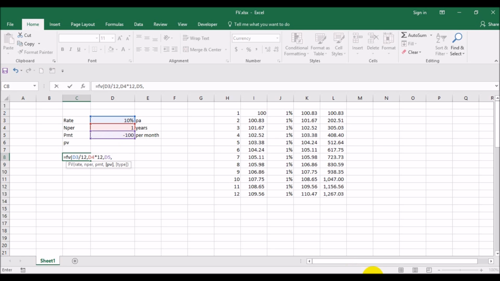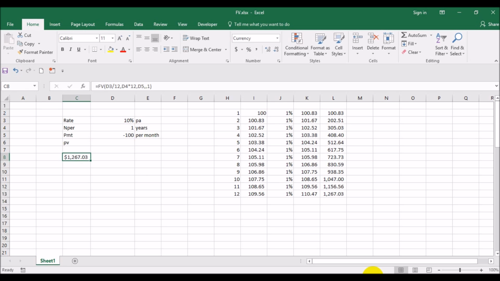Now the PV value is not there, so there is no present value. I can either put 0 or I can just ignore it and put a comma and then type. This type is actually a logical field. As we discussed in the example, I am going to make this payment at the beginning of each period. If I want to make the payment at the beginning of the period, I need to put 1, and if I am making the payment at the end of the period, I need to put 0. In my case, I have to put 1. So this value is coming.